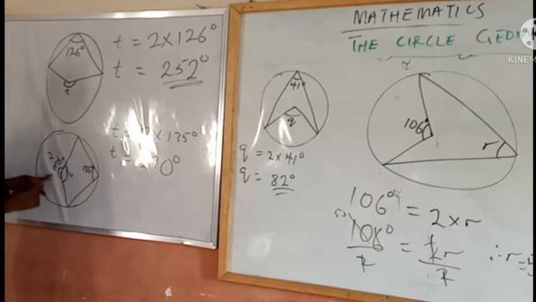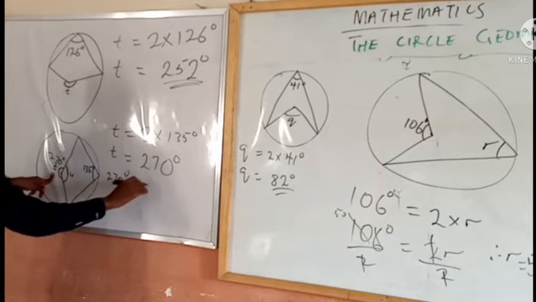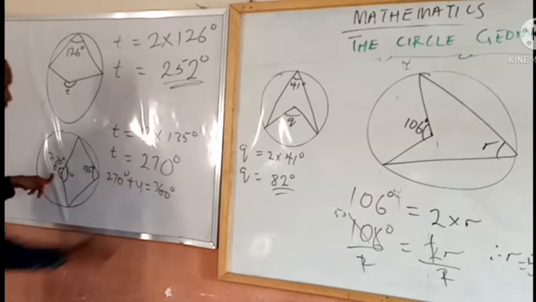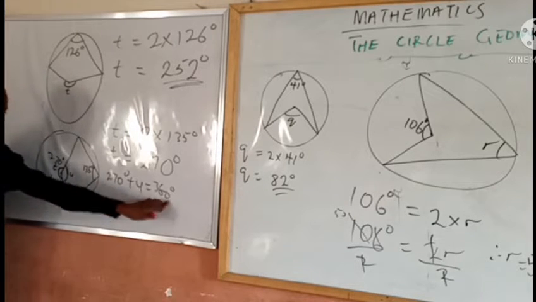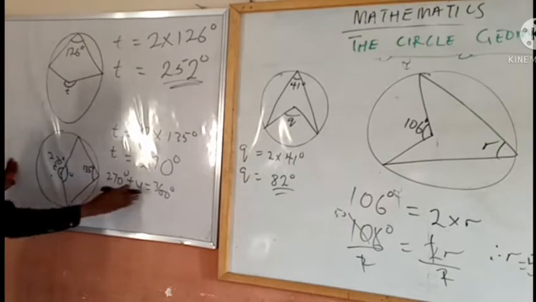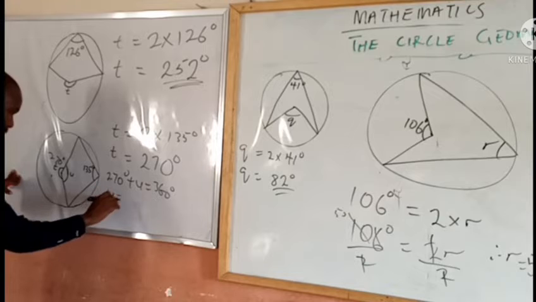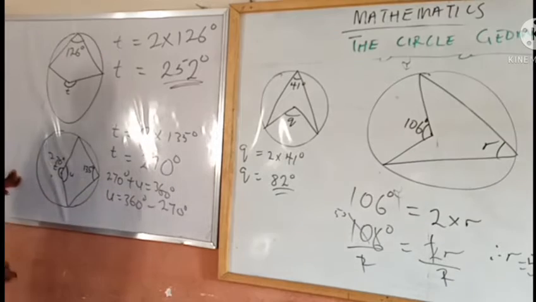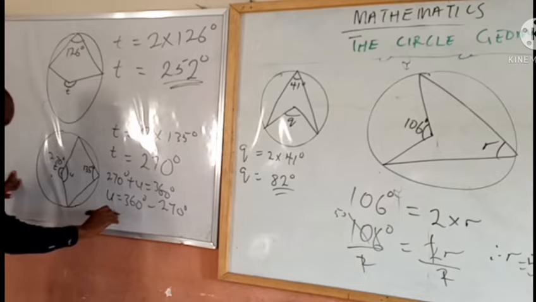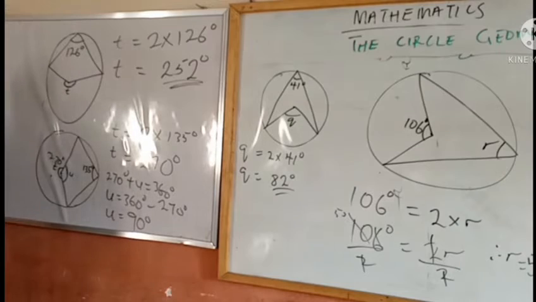So this time around, we are just going to say that 270 degrees plus u is equal to 360 degrees. The reason for this is sum of angle at a point is equal to 360 degrees. To get my u here means I will just collect the like terms, and we know u is going to be 360 degrees minus 270 degrees. So when the subtraction is carried out, the result we are going to get there is 90 degrees. So that is the fourth question there.